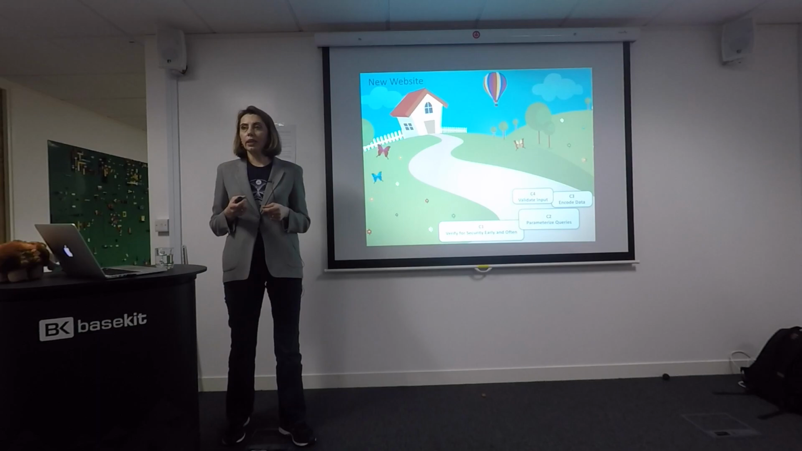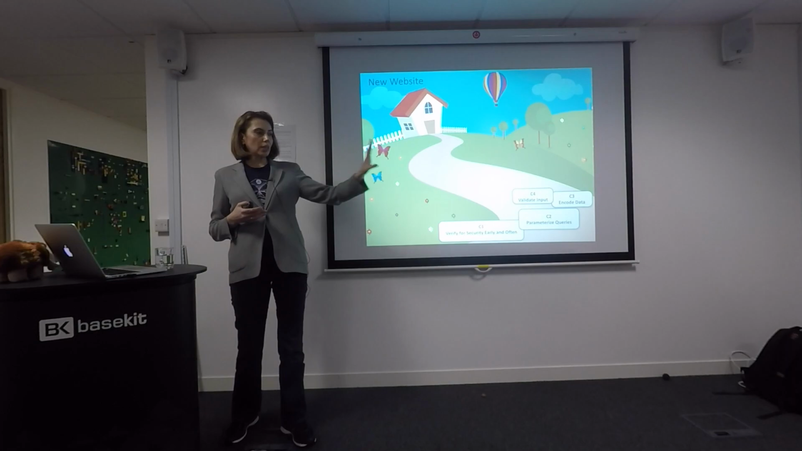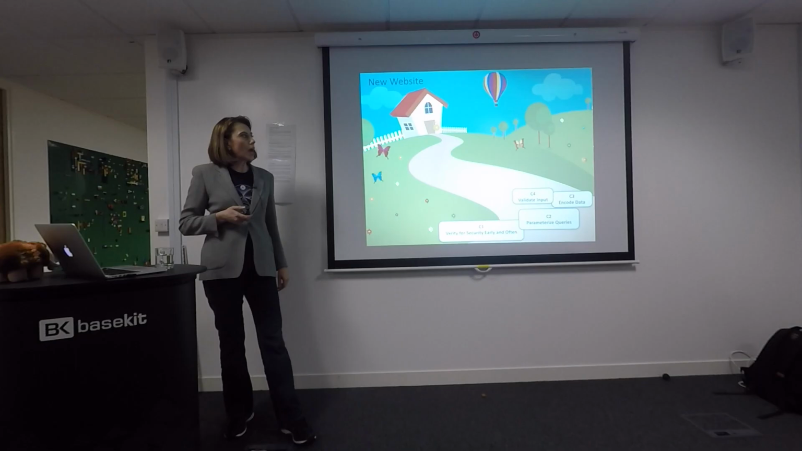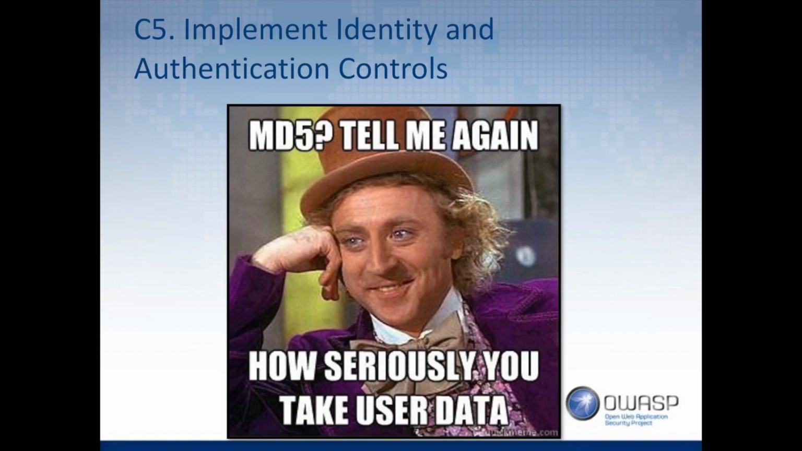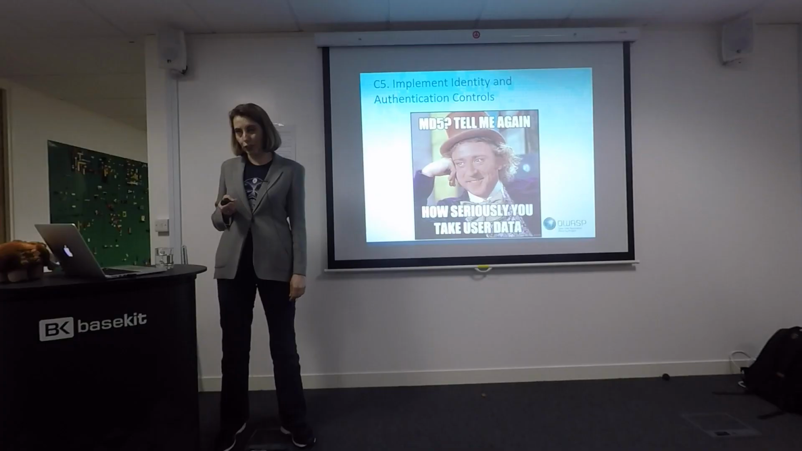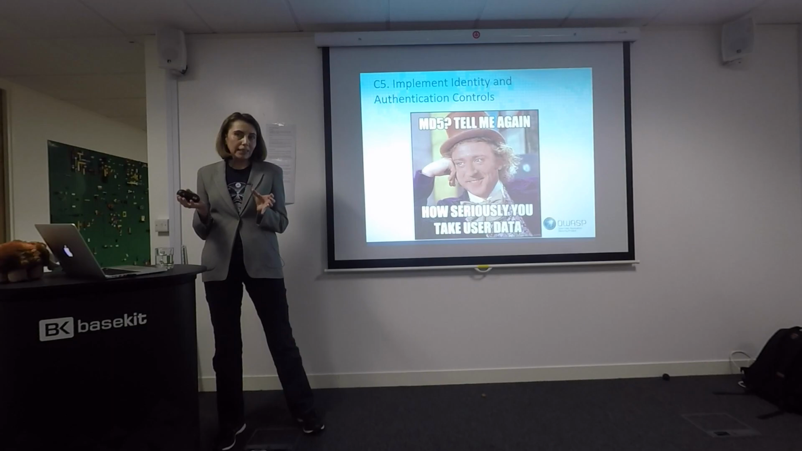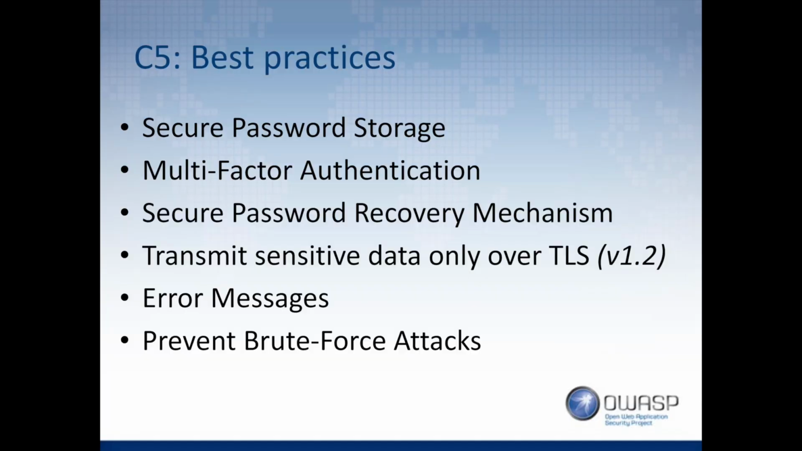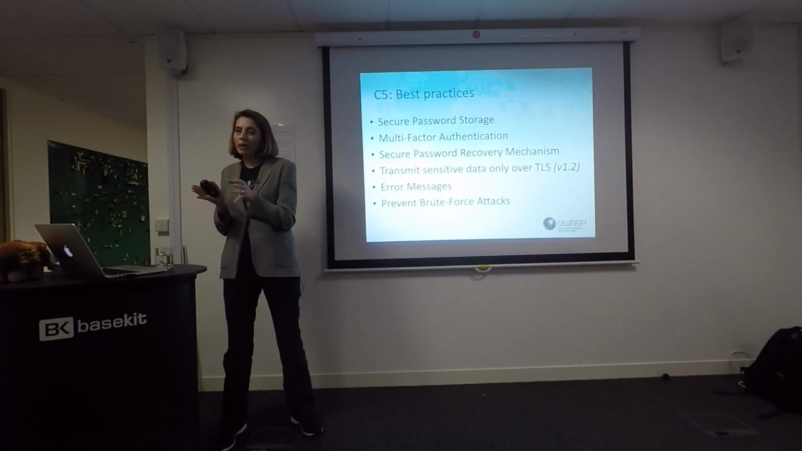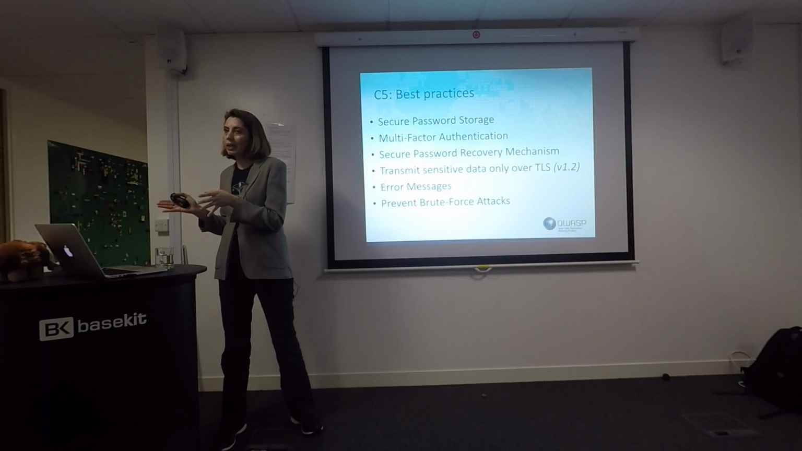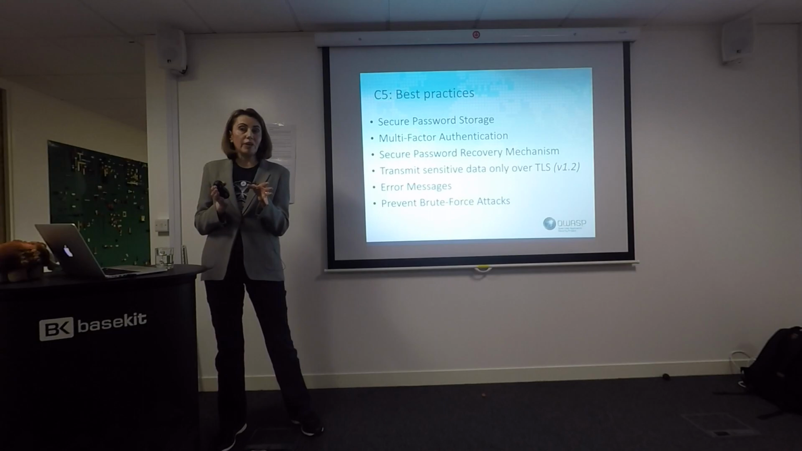So this website, just like any other applications out there, will have sections that are for everybody and sections that are for certain users. For this, we have control number 5, identity and authentication controls. The subject of authentication is complex. In this session, we are just going to focus on a few best practices, like, for example, have a secure password storage, use multi-factor authentication, implement a secure password recovery mechanism, use TLS 1.2, have well-designed error messages, and prevent brute force attacks. I'll go a little bit more in detail in each of these.